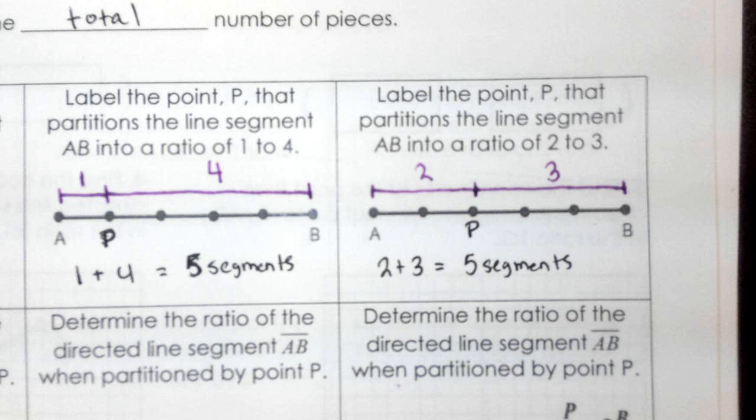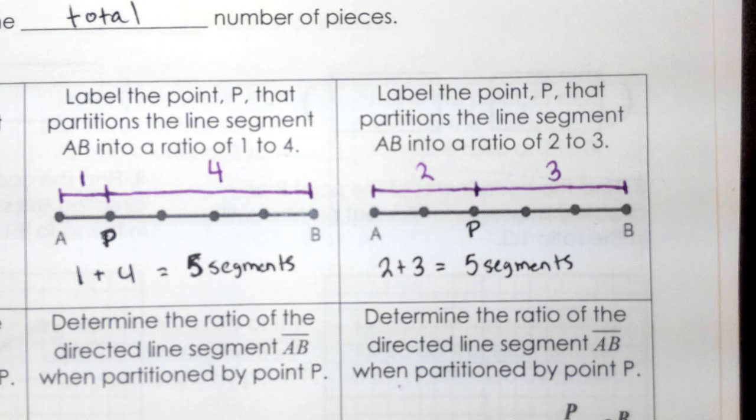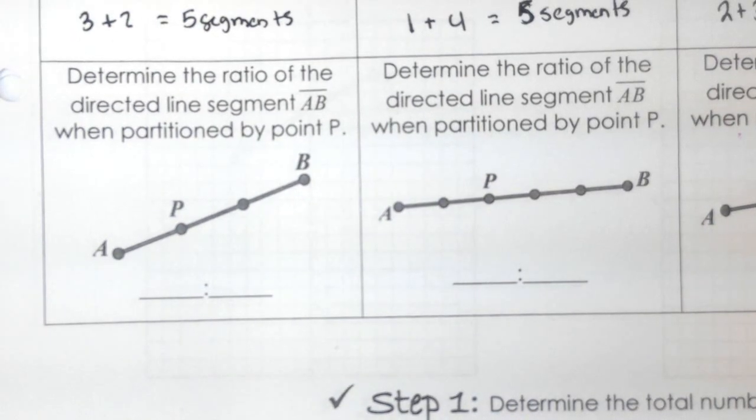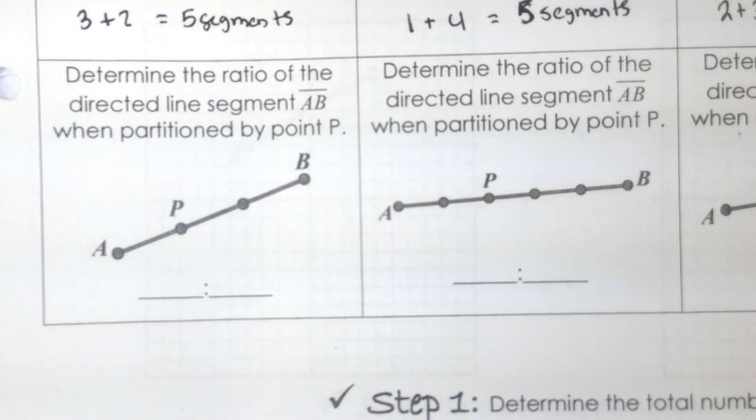Yeah, that's easy. But our stuff is going to be on the graph though, so it's going to be a little bit hard. And this isn't just going to be splitting it like this and saying P. On the graph, we're going to do some math, but not bad though. Determine the ratio of the directed line segment AB when partitioned by point P. So this is reverse. They give you a segment, they show you the partition point. They just want to know what the ratio is.